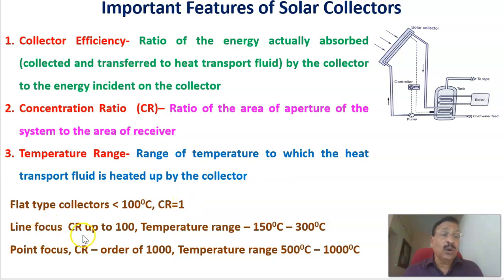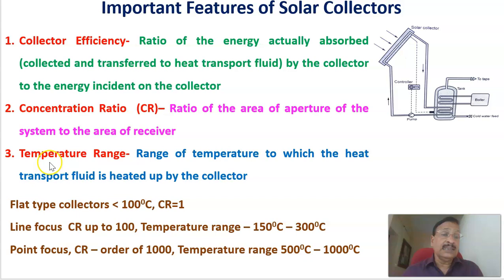If it is a line focus, we can increase the concentration ratio up to 100, and the temperature range can be increased to 150 to 300 degrees centigrade. That is possible by this line focus. Now, if it is a point focus, the temperature increases further, around 500 to 1000 degrees centigrade, and the CR is also much higher, that is 1000.